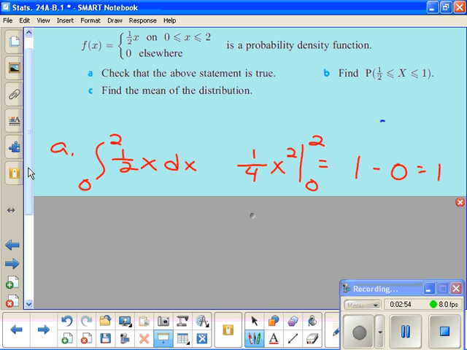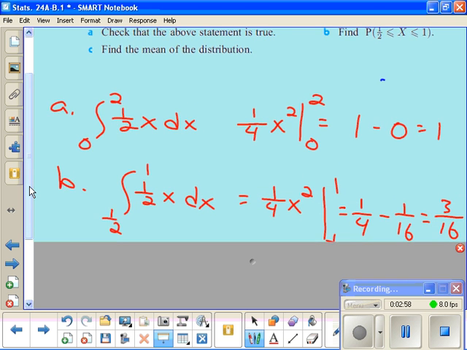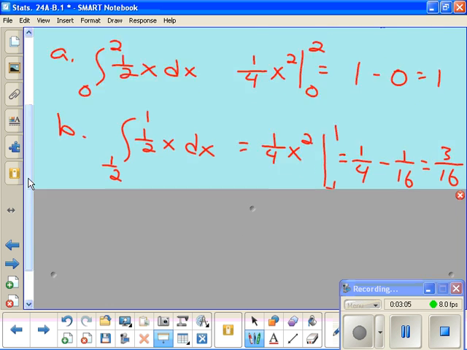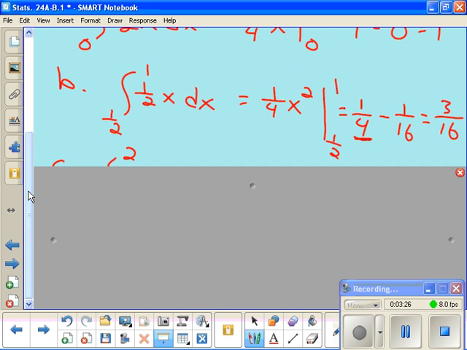Second part, I have to find the probability from 1/2 to 1, so the cumulative probability from 1/2 to 1. So I write the integral, and then I have to do the integral and evaluate it from 1/2 to 1, which is 1/4 minus 1/16 equals 3/16 when I evaluate it. I plug 1 in, 1 squared is 1, that's the 1/4. Then I put 1/2 in, and that gives me 1/16. 1/4 minus 1/16 is 3/16. So the area under that probability from 1/2 to 1 is 3/16.